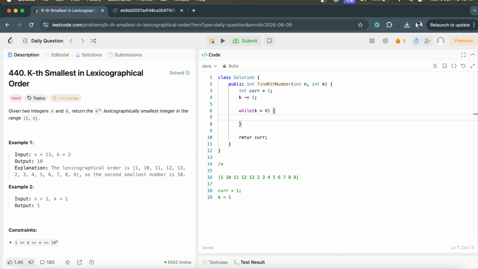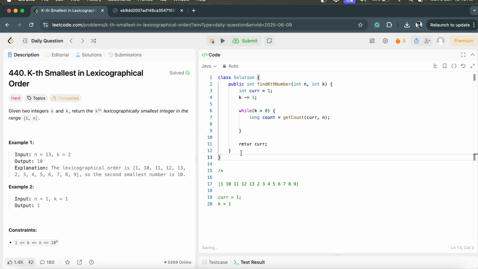So what we do is we will define here a long count, because the range is getting up to 10 to the power of 9. The moment we try to get this count, we might get out of bound. So let us define the long as count, and getCount is the function that we will be having, which will return us the count of all the numbers that start with a particular prefix. Now the getCount is there. Here we pass this current, and n is something what we will pass. Let us define this getCount function first. Long getCount.